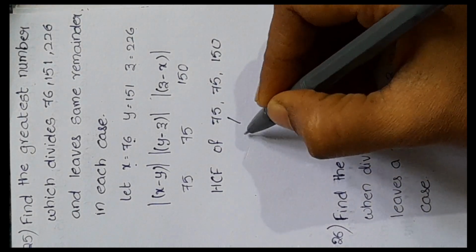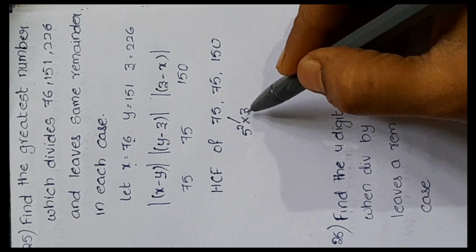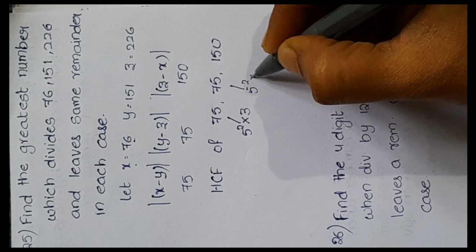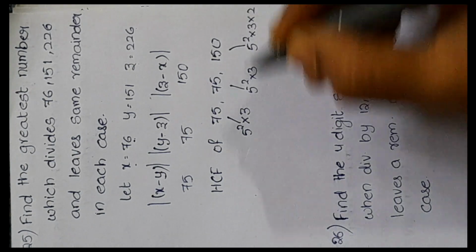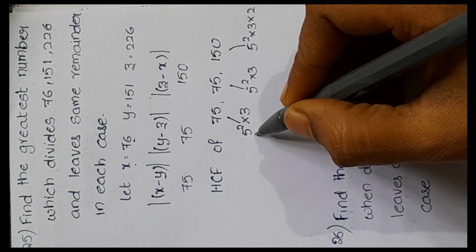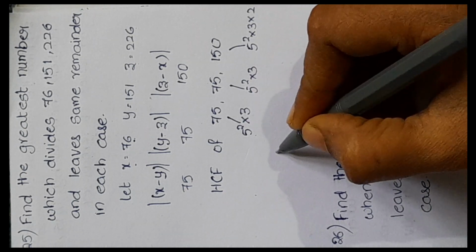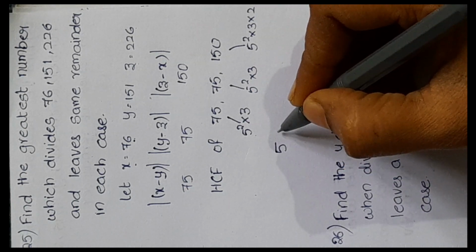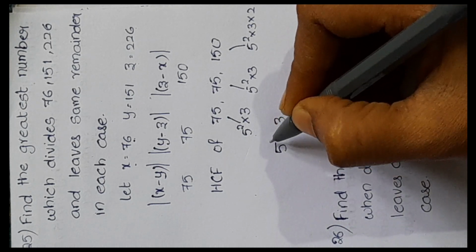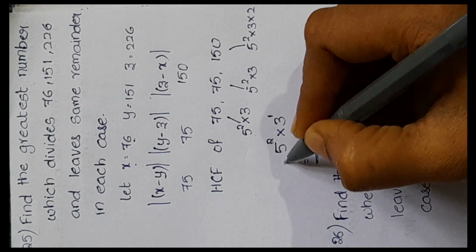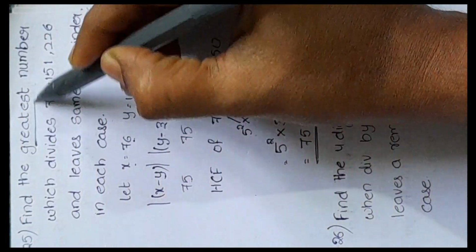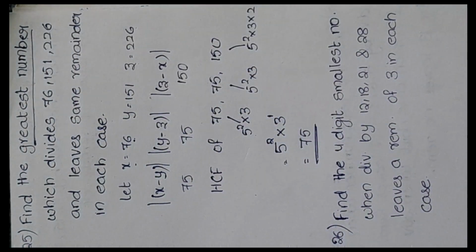Now the prime factors of 75 are 5 square into 3. Here also 5 square into 3. And for 150 it is 5 square into 3 into 2. To find the HCF, we should take the common base with least power. So common bases are 5 and 3. Least power is 5 power 2 and 3 power 1. 25 into 3 is 75, which is the HCF of these three numbers, which is the greatest number which divides these three numbers leaving the same remainder.